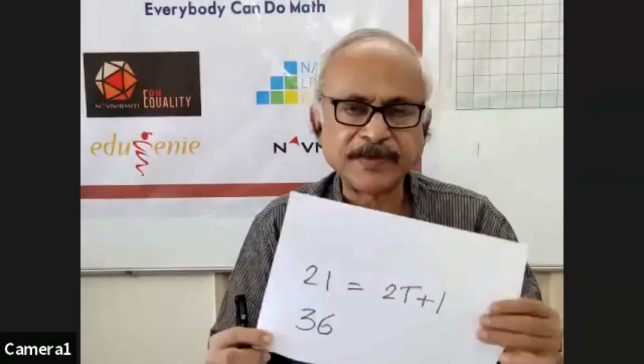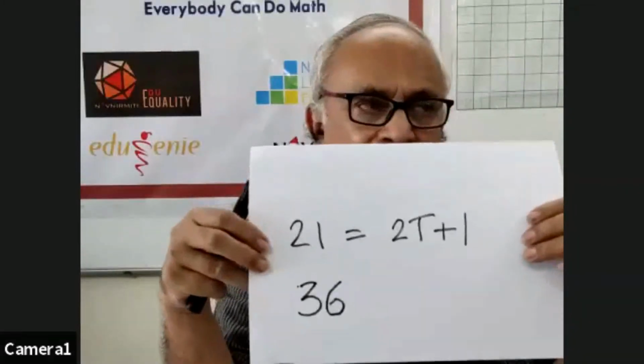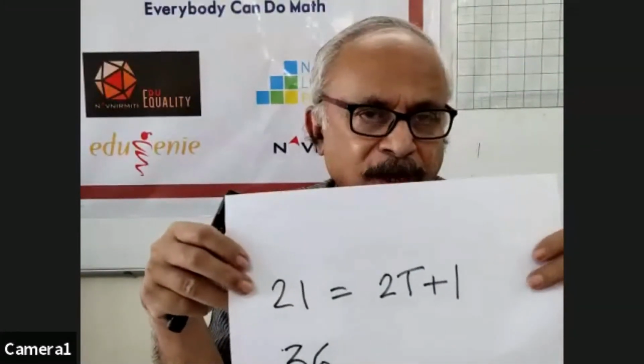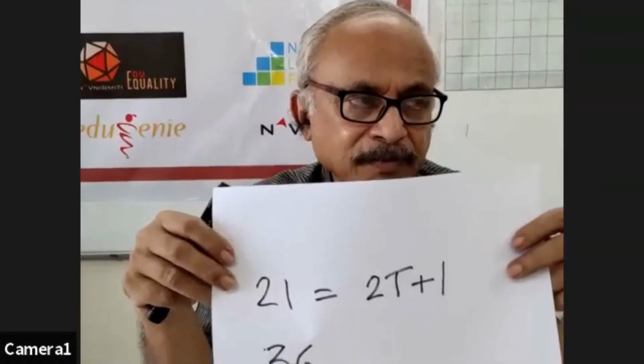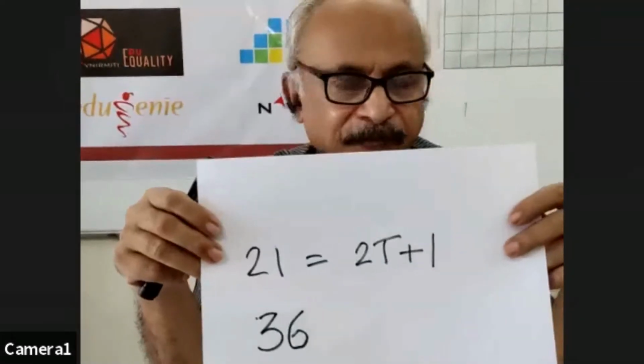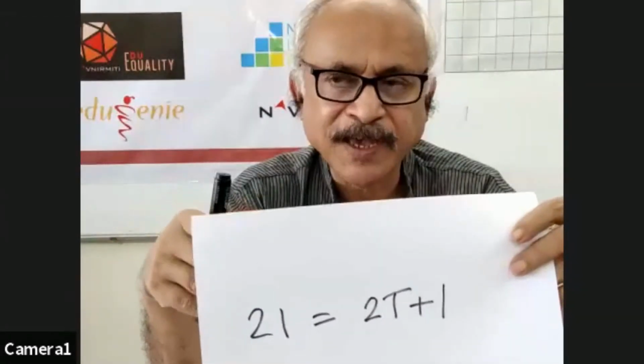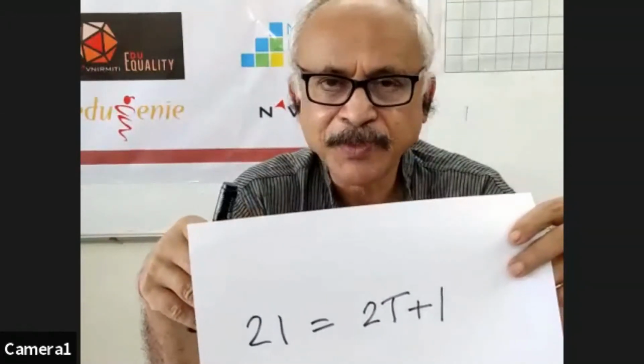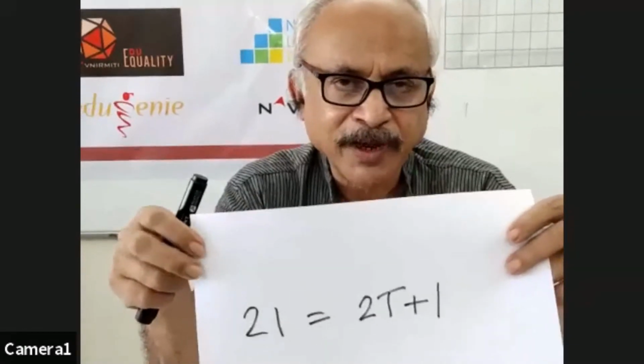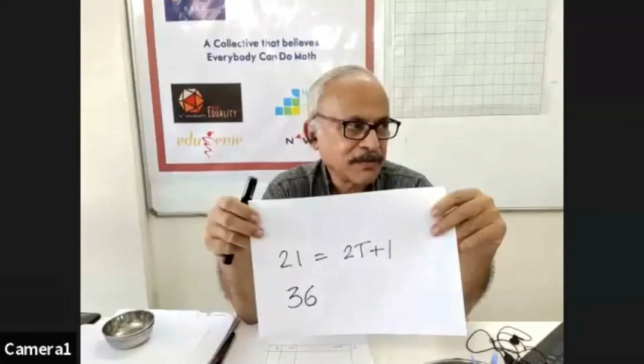The number 36. How will I say this in T language, Ganjoti? 3t plus 6. 3t plus 6. Very good. So I think we've done enough examples of 2-digit numbers. Are we ready to go to 3-digit numbers?